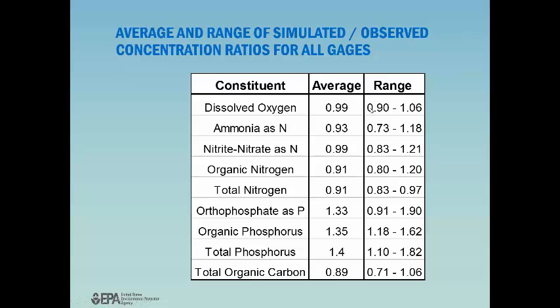And you can see we do reasonably well for oxygen. Nitrogen is also in a relatively good range, the average values in the 0.9 range, and bracketing a value of 1 in terms of this ratio of observed to simulated. You can see we over-simulated the phosphorus components, 1.3 to 1.4, and usually greater than 1 here, again, because of the lack of sediment.